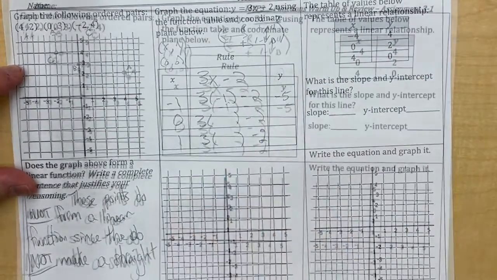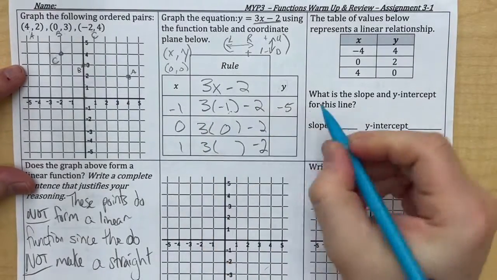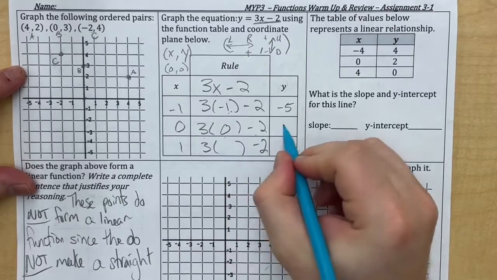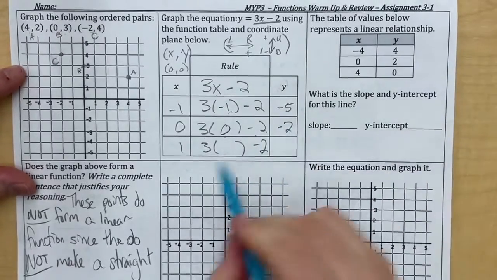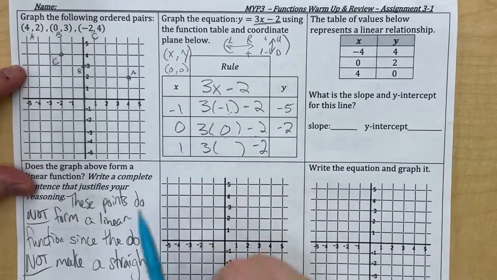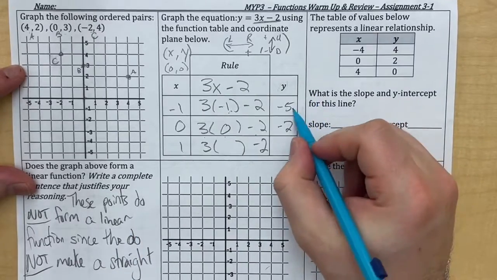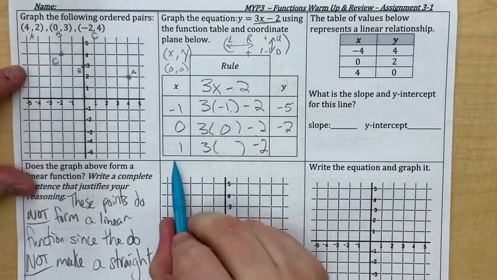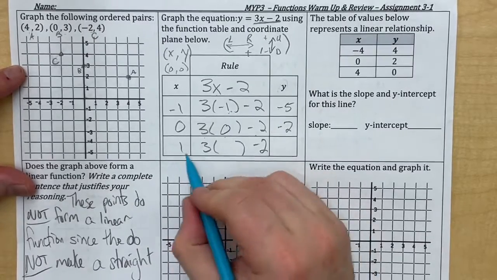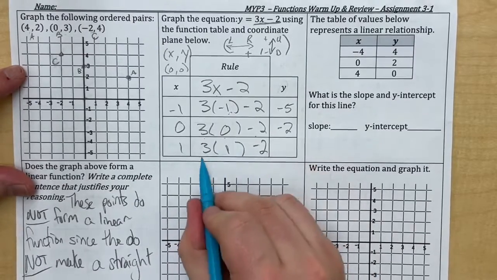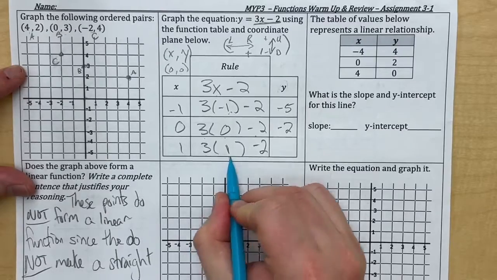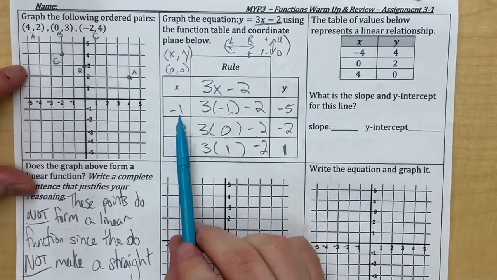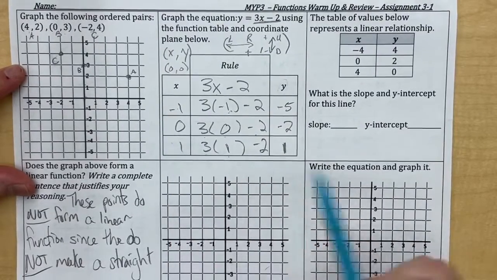Plug in your next point for x equals 0. Then 3 times 0 is 0, minus 2 is -2. Notice the pattern: as the x values are increasing by 1, our y values are increasing by 3, which is how we get our slope. And then lastly, plug in x equals 1. So 3 times 1 is 3, 3 minus 2 is 1. We now have our ordered pairs, so all we're going to do is plot these points and draw a line.